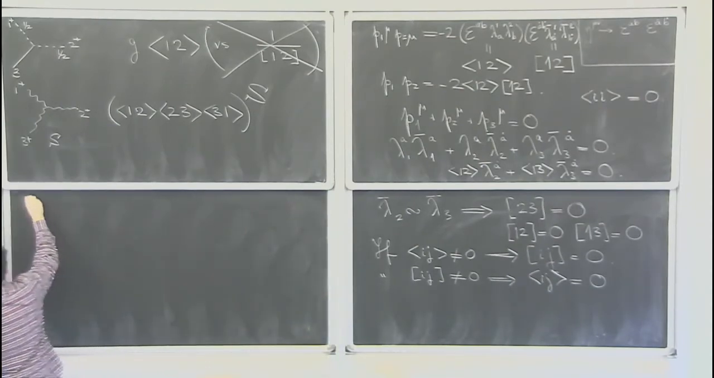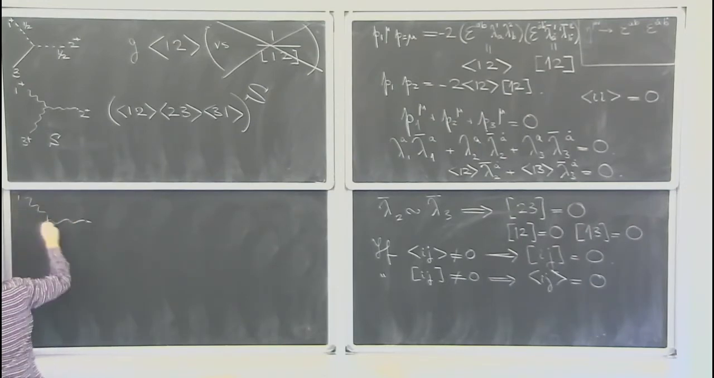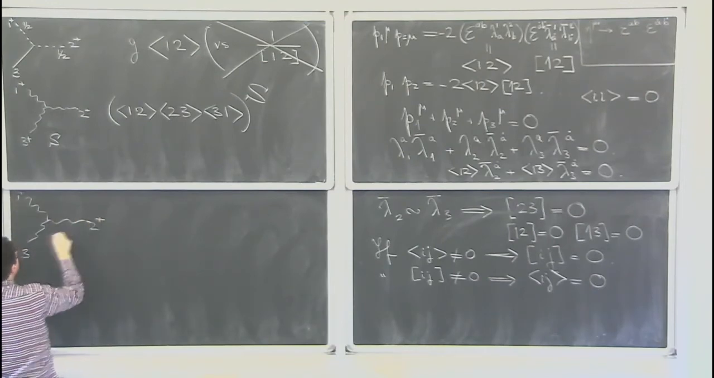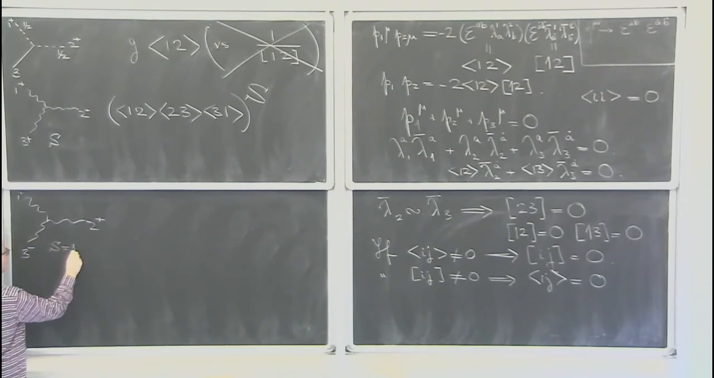Let's study this example here. 1, 2, 3, plus, minus, okay? And let's do spin equals 1. So now you need units of plus one for these two guys and units minus one for this guy. You'd be tempted to try to build something with square brackets for this guy, angle brackets for these guys, but you can't because you either have angle or square brackets, okay?